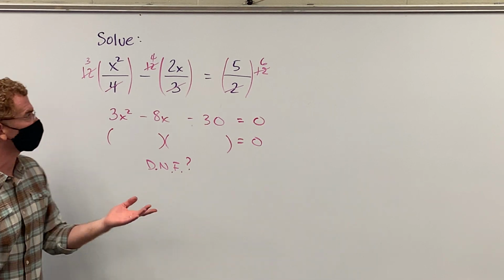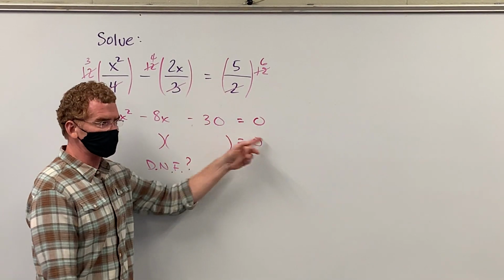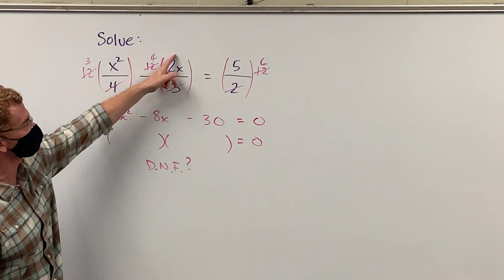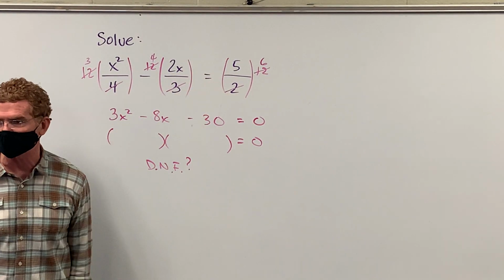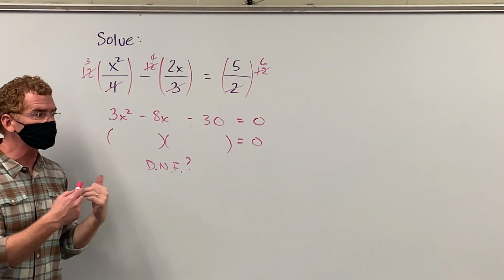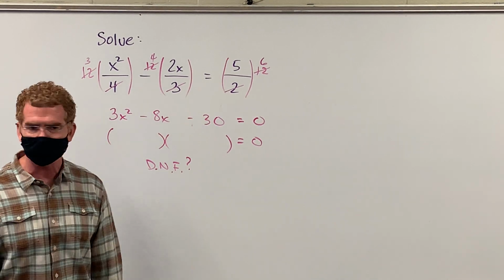You probably made a careless error. Maybe you added a 30 instead of subtracting a 30. Maybe you said 4 times 2 is 6. I don't know. Maybe you forgot to distribute a negative in if that was necessary. But it's going to factor nicely if you do it right, so just go back and find that issue.